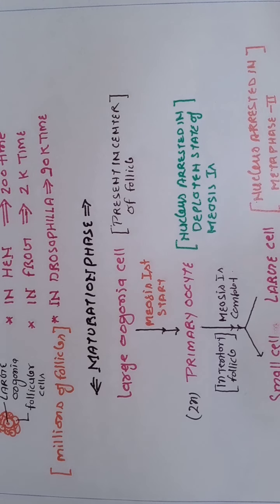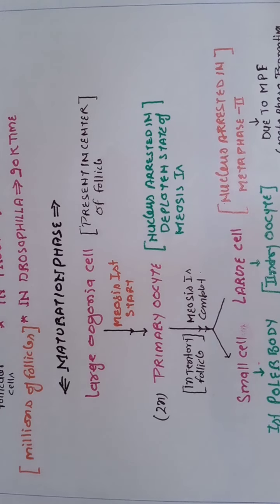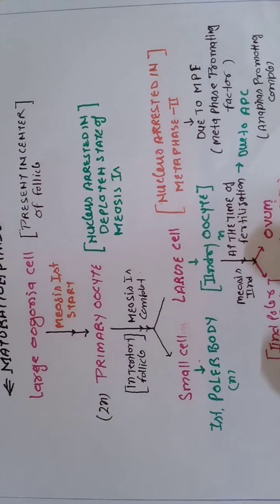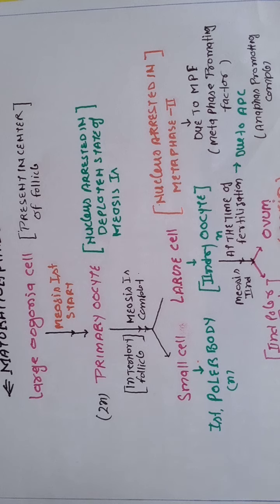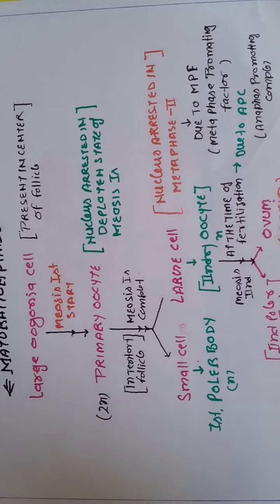When meiosis first is completed, one small cell is formed, known as the first polar body, and a large cell is formed, known as the secondary oocyte. The nucleus of the secondary oocyte is now haploid. But in which stage is it arrested? Meiosis first is completed and meiosis second starts, and it is arrested in metaphase of meiosis second, that is, metaphase second. In metaphase second, it is arrested due to the effect of a factor known as metaphase promoting factor.